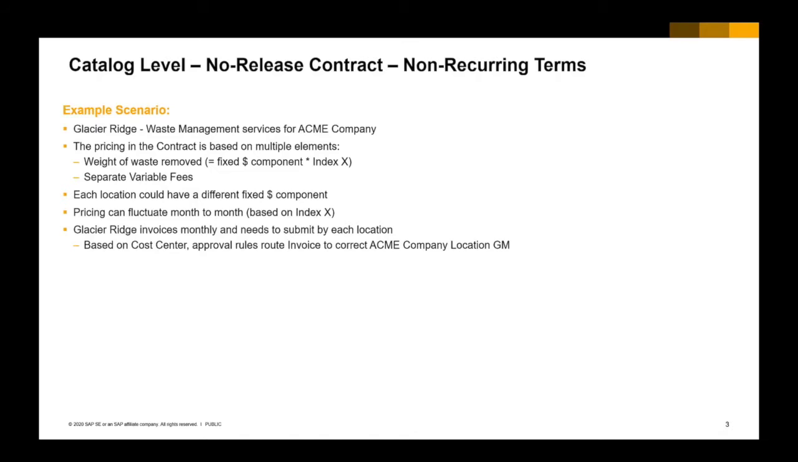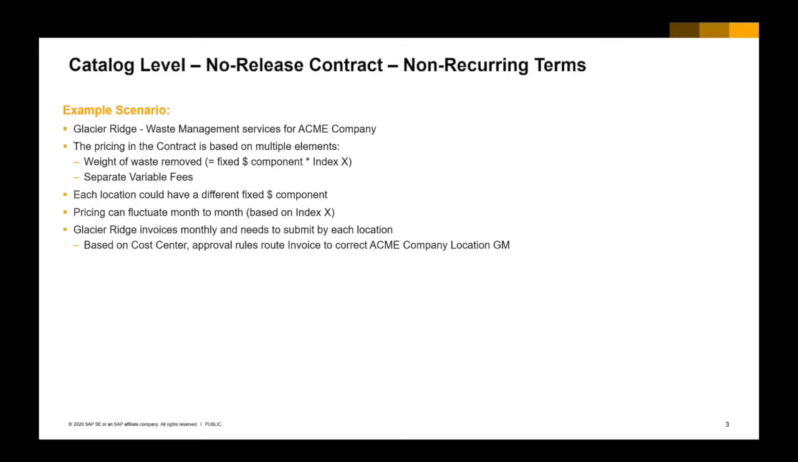In our example, we have our supplier, Glacier Ridge, that provides waste management services for Acme Company. The pricing in the contract is made up of multiple elements. The first one is the weight of the trash or waste that is removed. This price is equal to some negotiated fixed price component times some specific index, which also would be negotiated in the contract. And then there's another item for miscellaneous variable fees that could be charged.